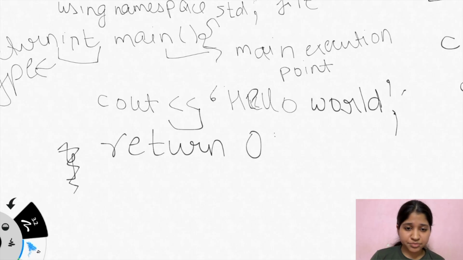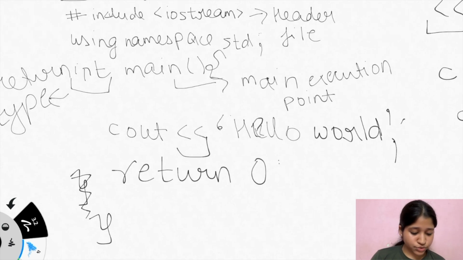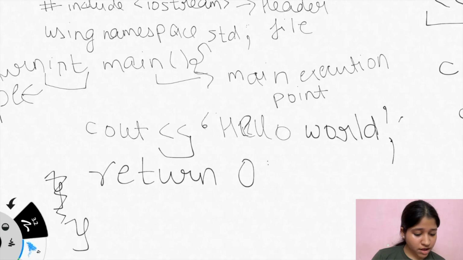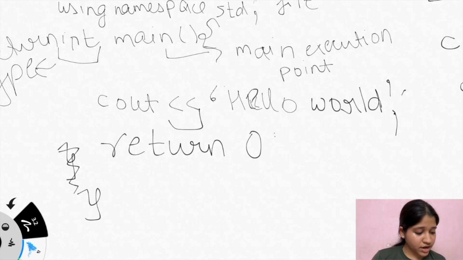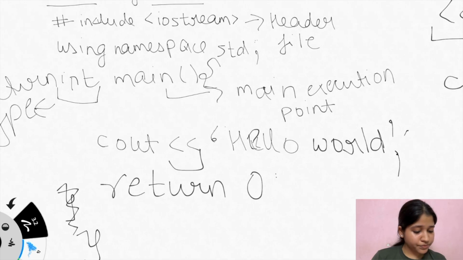Now if you are trying to write anything after the return statement, it won't execute. Why? Because return is the termination point of our program. After return statement, if you try to write anything in your code, that won't execute. So yeah, let's just implement it on our screen as well. I will show you the output.